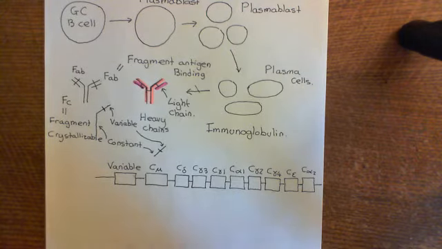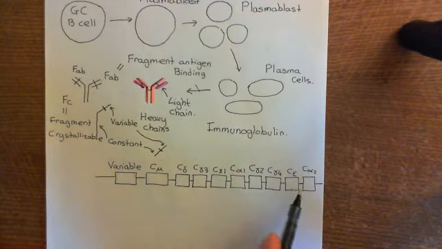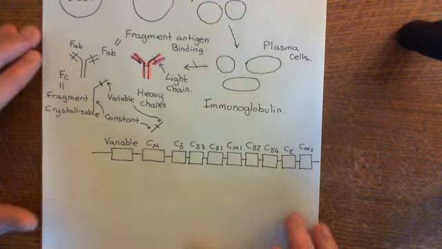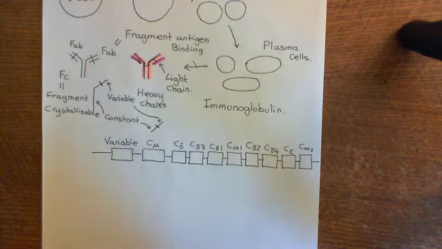Now, what happens? Well, you don't need to use all of these to make the constant portion of the heavy chain. You only need to use one of them. So why do you have 9 of them if you only need to use one of them? Well, you can use the different ones. So let me explain something.